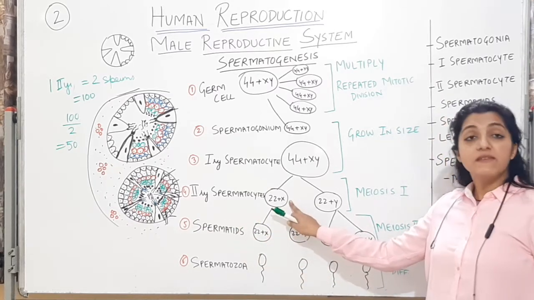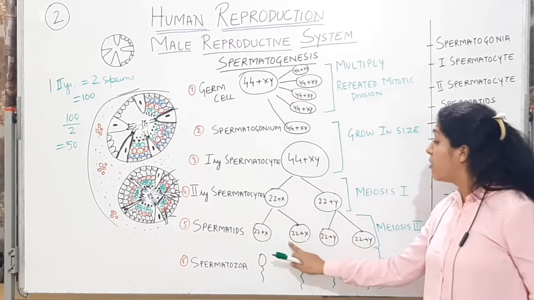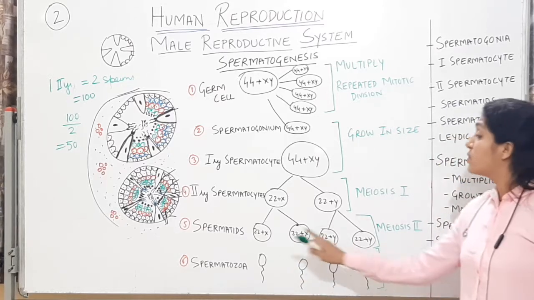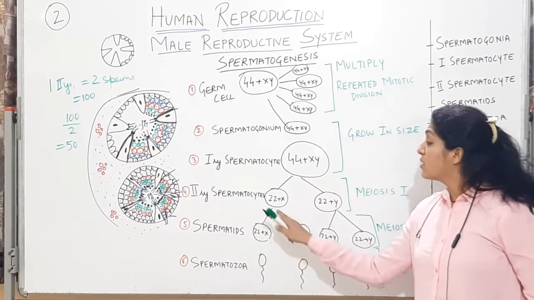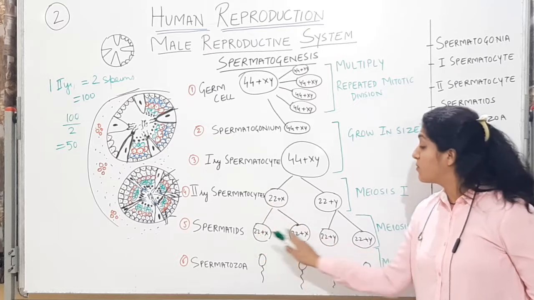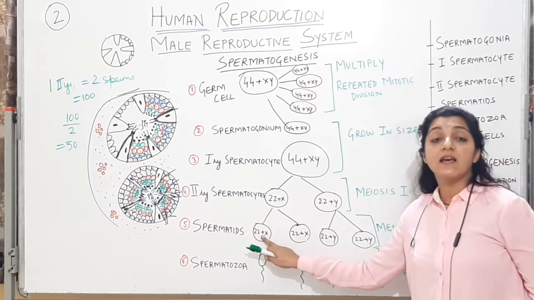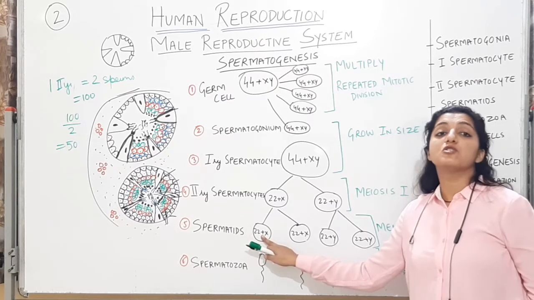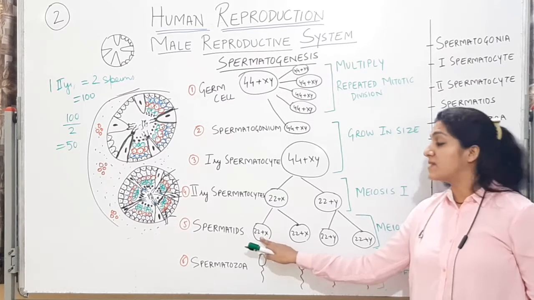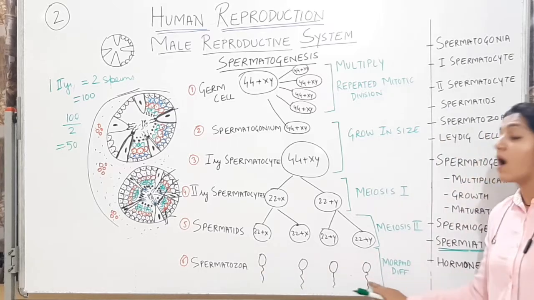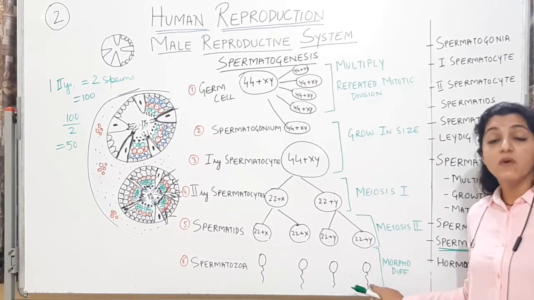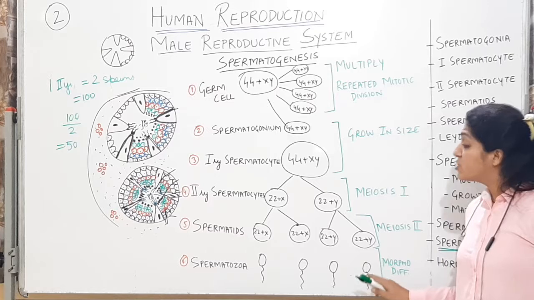Then these secondary spermatocytes again undergo meiotic division, which is meiosis II, to produce spermatids. So each secondary spermatocyte is going to produce two spermatids, and then these spermatids undergo morphodifferentiation, a change in shape and size, to produce these spermatozoa, which are the sperm cells, which are haploid.